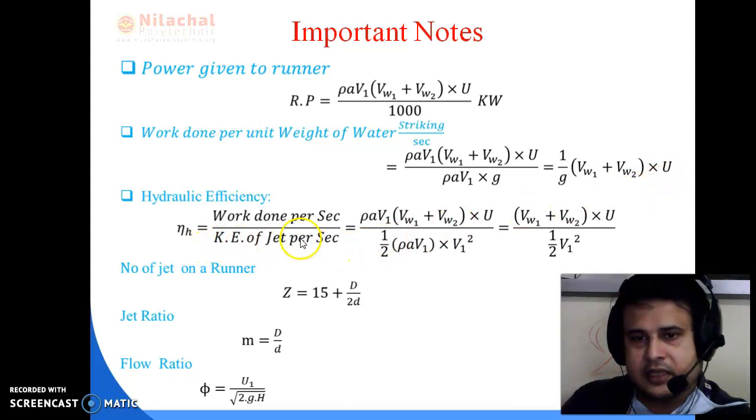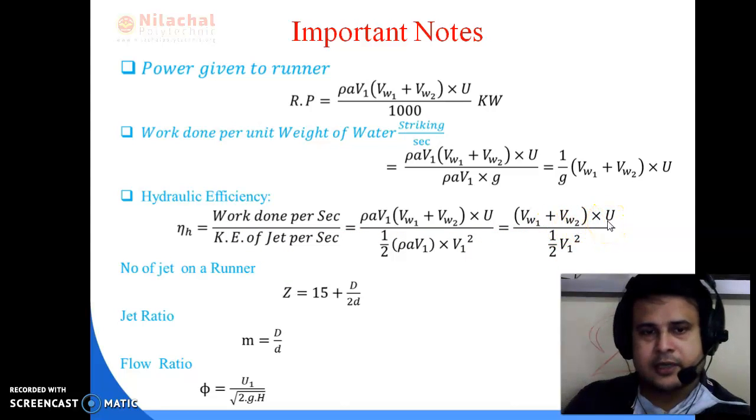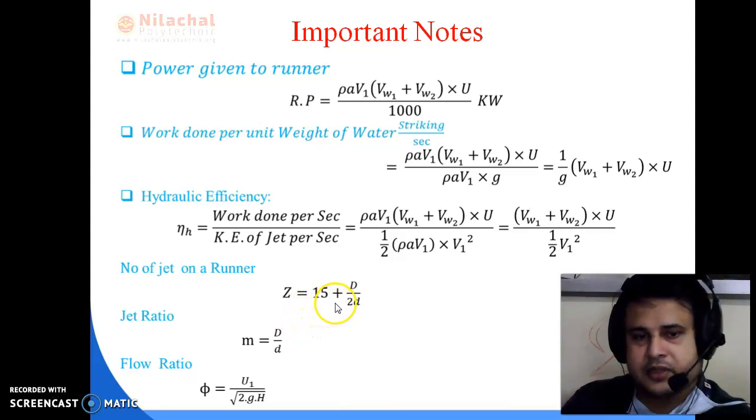Hydraulic efficiency is work done per second divided by kinetic energy of jet per second, and finally we get (Vw1 plus Vw2) into u divided by 1 by 2 into V1 square. Number of jets is z, and the formula is 15 plus D by 2d, and jet ratio is m equal to D by d.